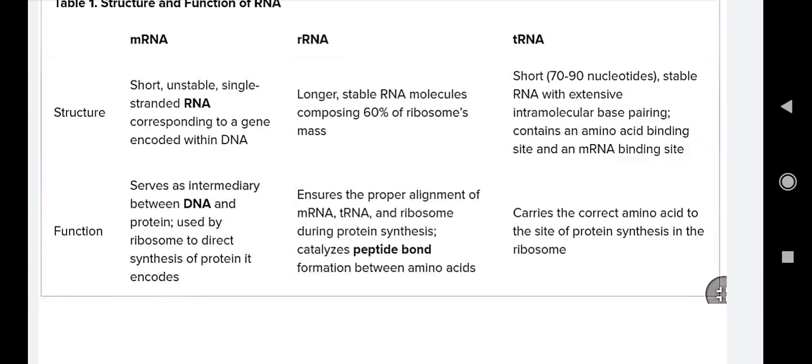tRNAs are quite short, about 70 to 90 ribonucleotides in length. They are also stable RNA molecules with extensive intramolecular base pairing. That is, it's a single strand, but it is folded in certain regions by complementary base pairing within the single stranded RNA. And tRNA carries an amino acid at its 3' end, which is called the amino acid binding site, and it allows proper binding with the mRNA by codon anticodon base pairing.